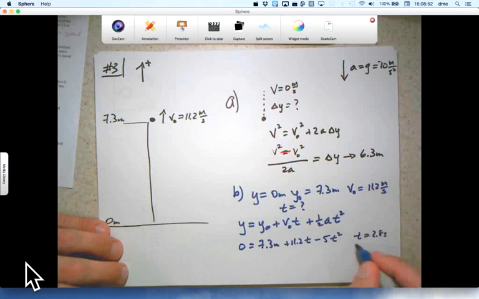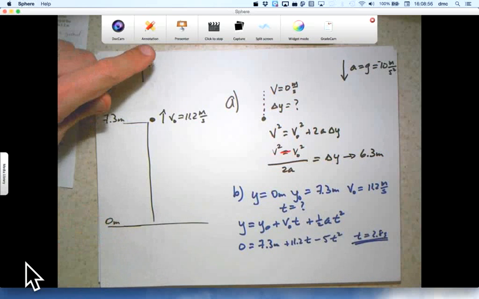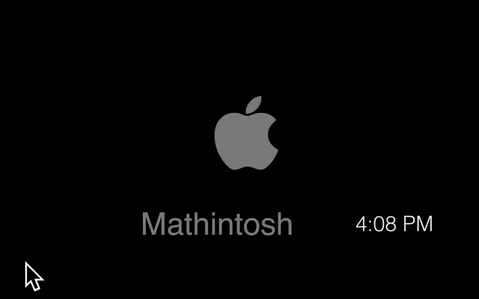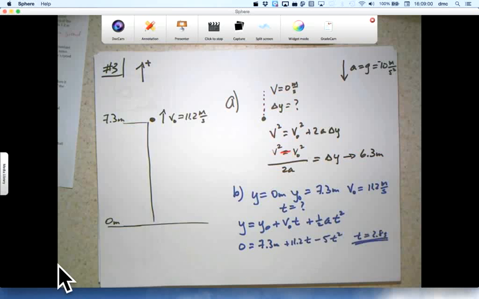So it's going to take 2.8 seconds for the ball to go up and stop at its maximum height and come back down and then hit the ground. So that's the answer to part B. And part C asks, what's the ball's velocity when it does hit the ground? Okay, so let's work that out.